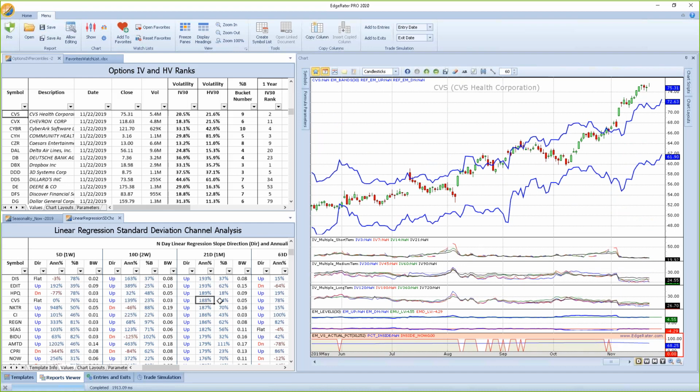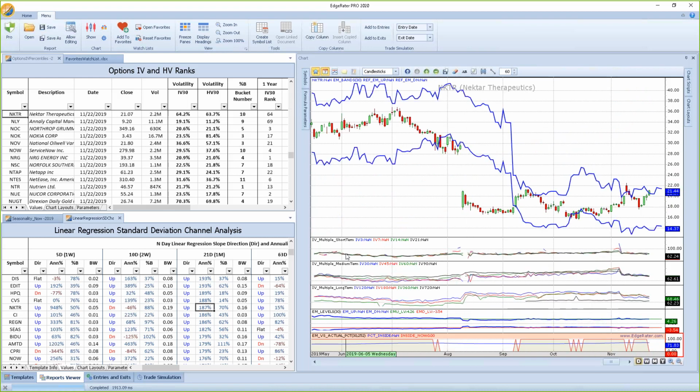CVS. Okay, so it poked its head out somewhere in there. So that was around 67.50, and it's currently 75. So it's up about $8, 15% or so. NKTR, I think that'll be the last. Oh, maybe we'll do one more there.